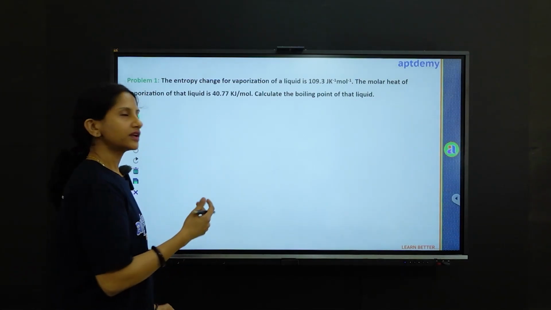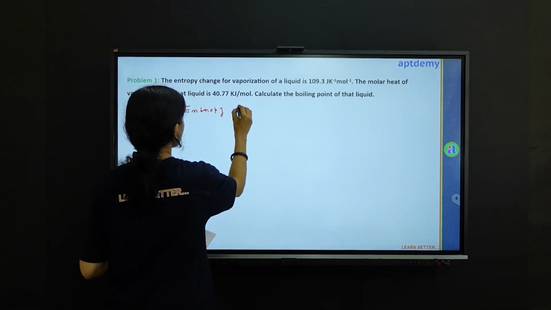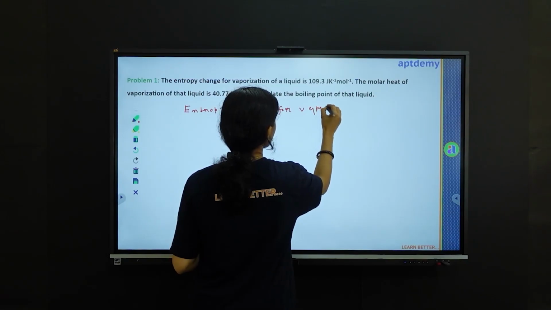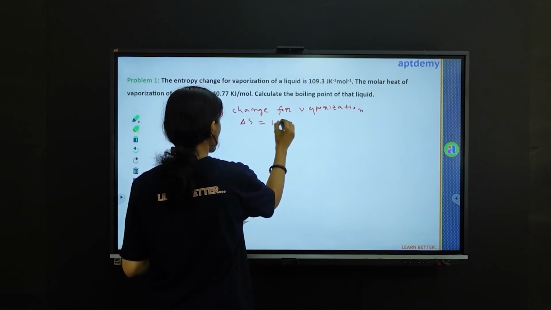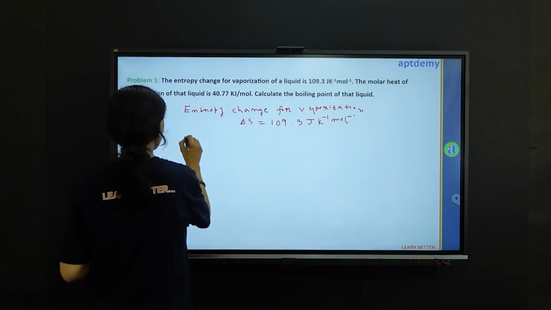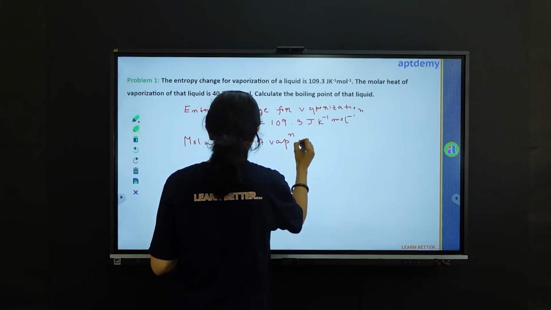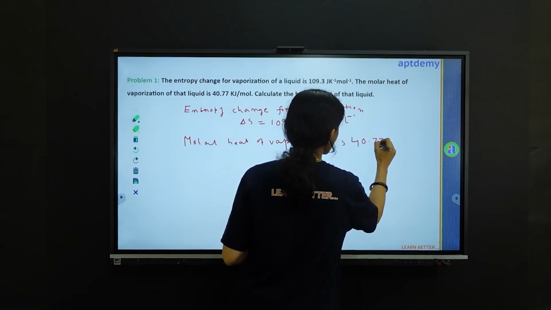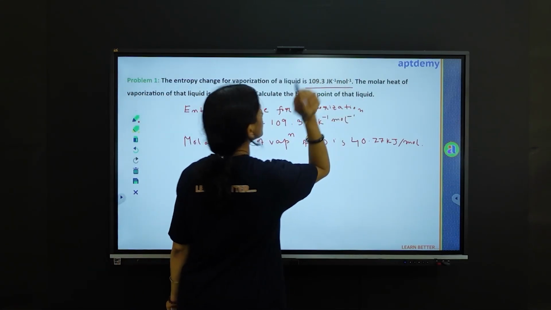So what is the information that is given? It is given that the entropy change for vaporization, that is delta S, is equal to 109.3 joule per Kelvin per mole, and the molar heat of vaporization of water is 40.77 kilojoule per mole. Right? This is the information that is given in this problem.